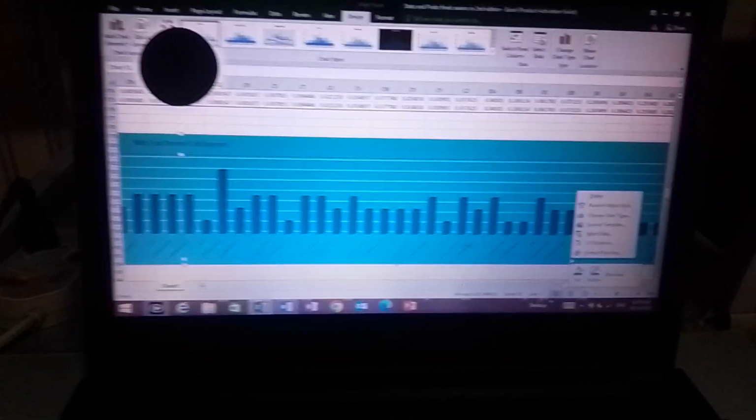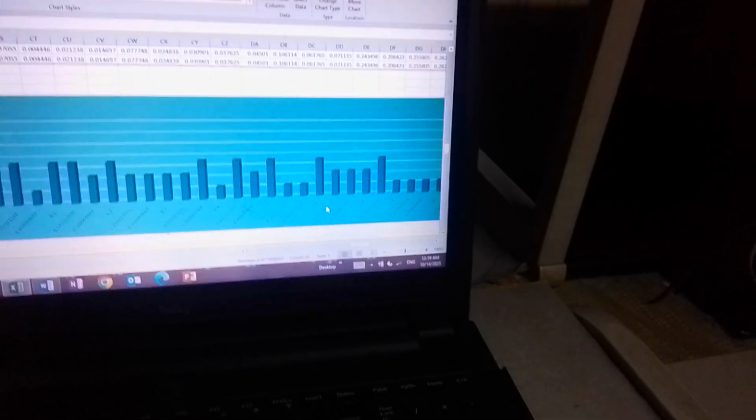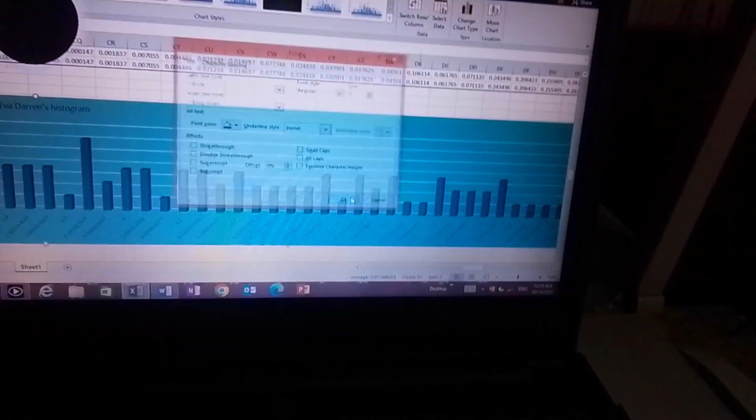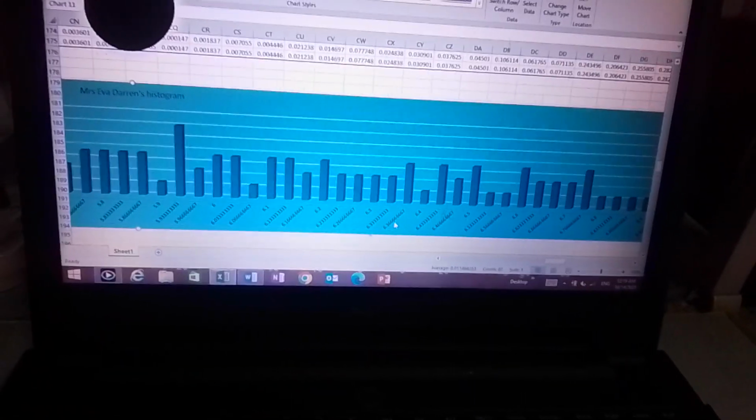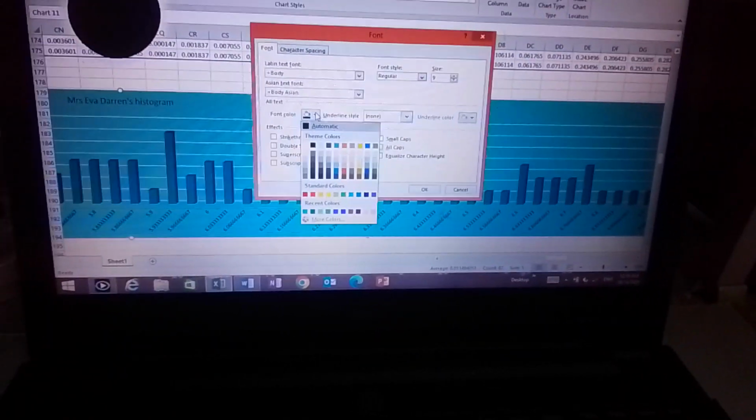Okay, so let's try it again. So we click there and then we click on font, and then click on the color. Then we want it color black. Let's see if it works. But it's still too dark. So I think I have to change it to another color which is brighter. So yan, let's try white.